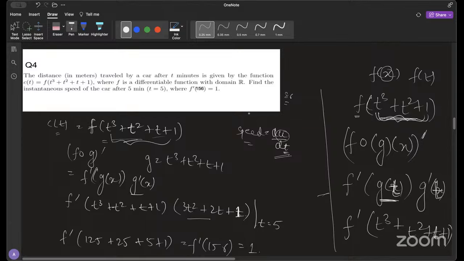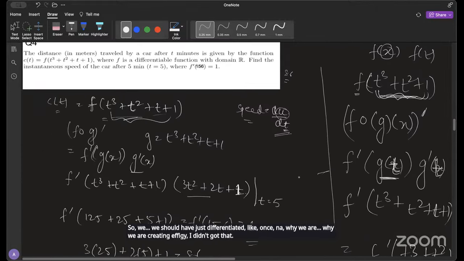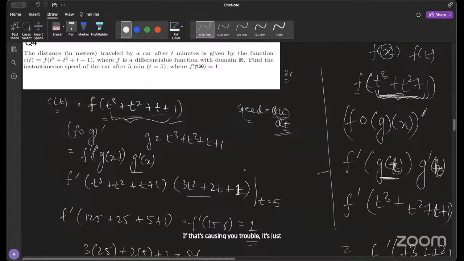So we should have just differentiated once, no? Why are we creating FOG? I didn't get that. We're not creating FOG. It's in the FOG form only.